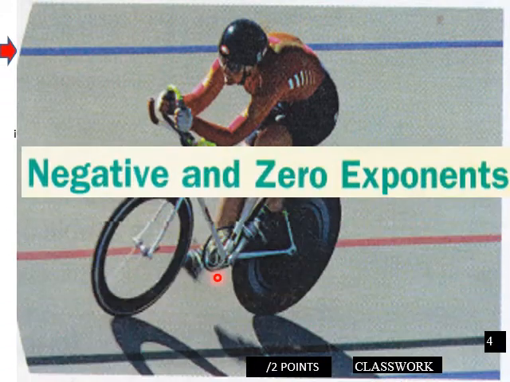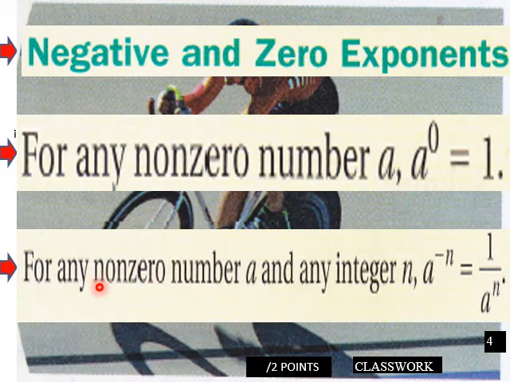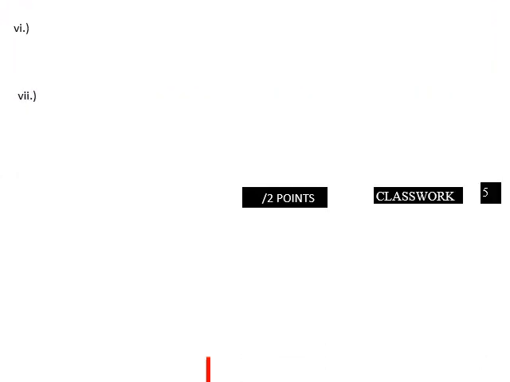The pattern suggests the following definitions for negative and zero exponents. For any non-zero number a, a to the 0 equals 1. For any non-zero a and any integer n, a to the negative n equals 1 over a to the n power.